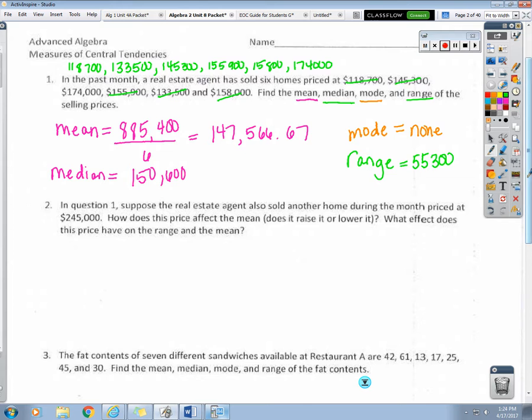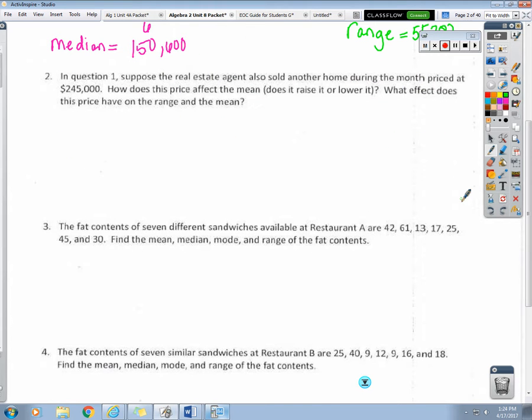All right, number 2. In question 1, suppose the real estate agent also sold another home during the month priced at $245,000. So now the real estate agent has sold a 7th home, and it's priced at $245,000. How will this price affect the mean? Does it raise or lower it? Right, it will raise the mean, because anytime you add in a number higher than your current average, it's going to raise your average.